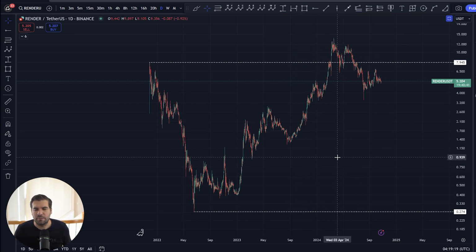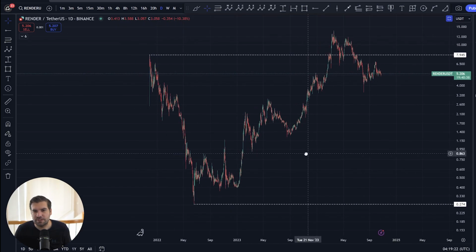But we only need Elliott Wave and we only need Fibonacci. So those are the tools we're going to use. It's going to be super simple.